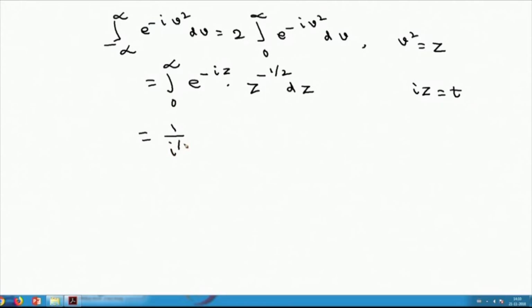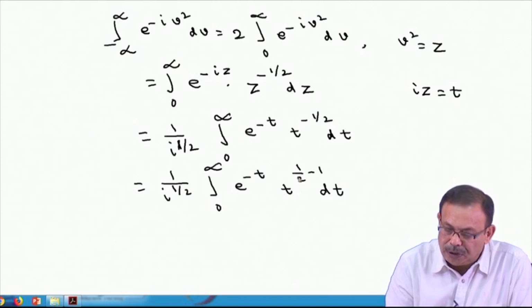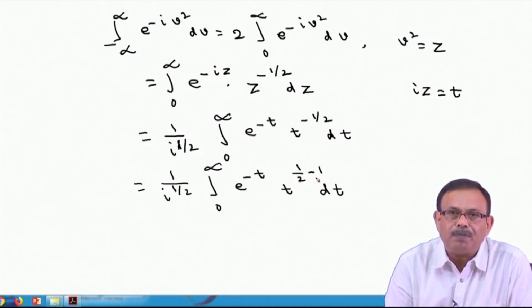So, I to the power half will come outside, and the integral from 0 to infinity of e power minus t into t to the power half into dt, which again, if you wish, you can write as the integral from 0 to infinity of e power minus t into t to the power half minus 1 into dt. Now, I think it is a known function to you, that is the gamma function, the integral of e power minus t into t to the power n minus 1 dt is gamma n.